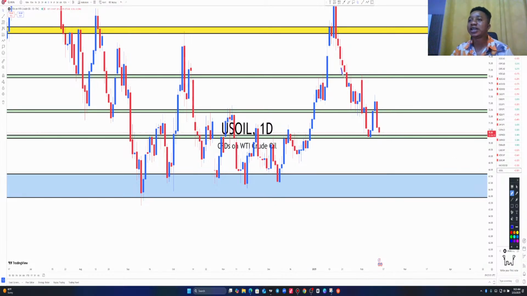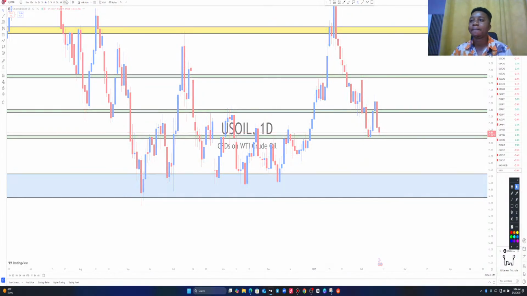So US oil, as I said, we are looking for an entry to sell since price is in a very beautiful downtrend over here. How can we pick the entry to sell all the way down? Let's consult the 4-hour time frame for a final touch on this pair.